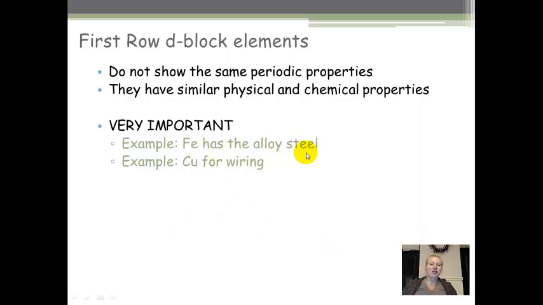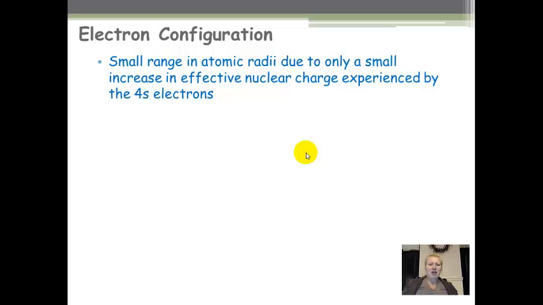Iron has the alloy steel, and copper is used in wiring. So they're two very important metals that we use all the time. In terms of their electron configuration, the atomic radii for transition metals are really similar because there's only a small increase in effective nuclear charge. Remember, those 4s electrons are the valence electrons. First of all, they're really far away, and second of all, they have almost the same amount of shielding. So the effective nuclear charge remains pretty much the same across the transition metals.